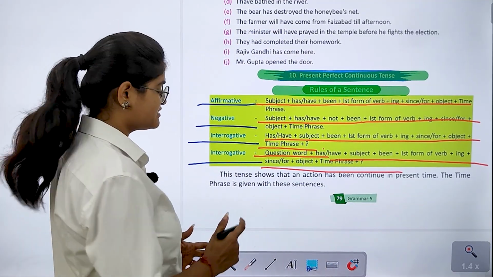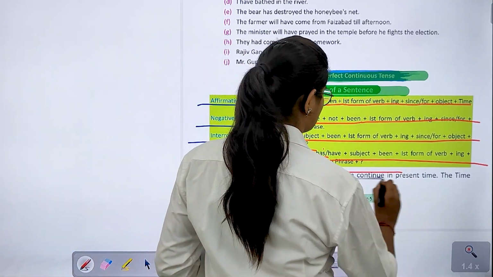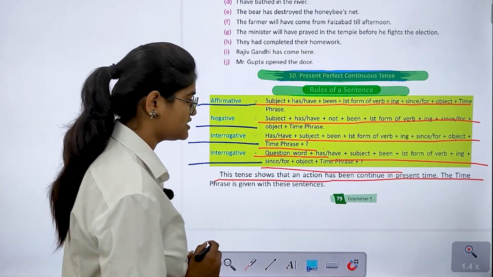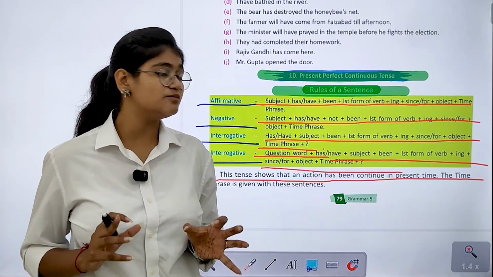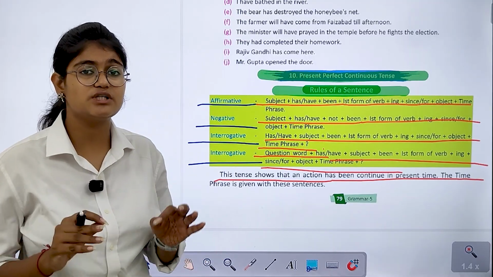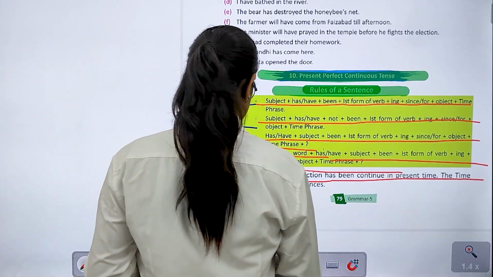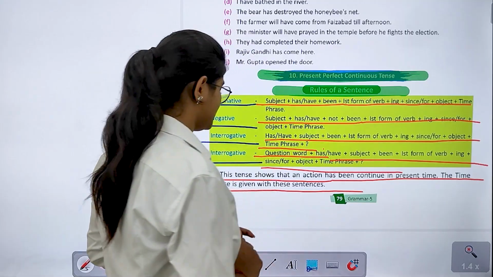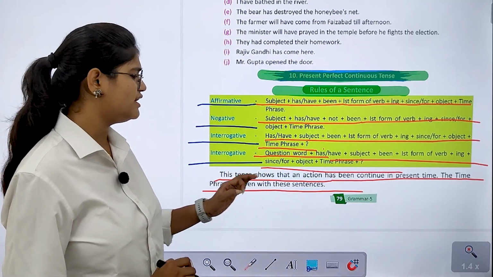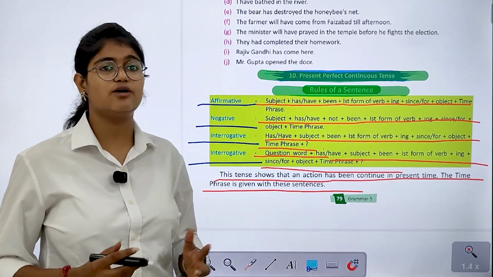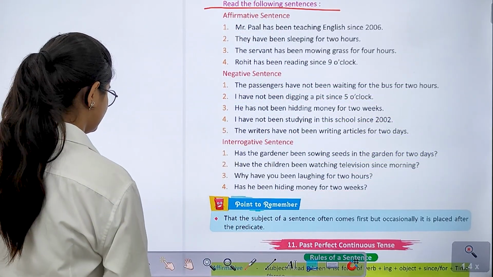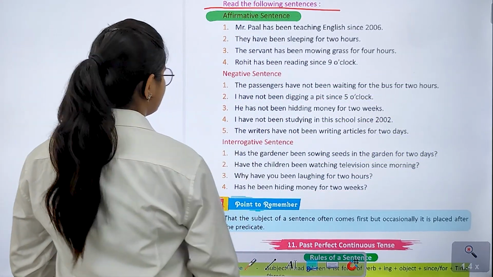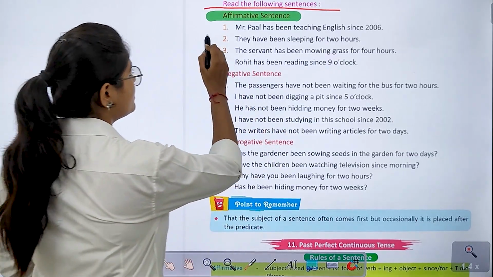So this tense shows that an action has been continued in present time. अब ये टेंस हमें दिखाता है कि कोई भी काम जो है वो प्रेजेंट टाइम में कंटिन्यू किया जा रहा है. The time phrase is given with these sentences. तो टाइम फ्रेज जो है वो हमें इन सेंटेंसेस के साथ दिया होता है. जैसे कि read the following sentences. तो जल्दी से इन सेंटेंसेस को पढ़ते हैं. जैसे कि affirmative sentences हमें दिए हुए हैं पहले.